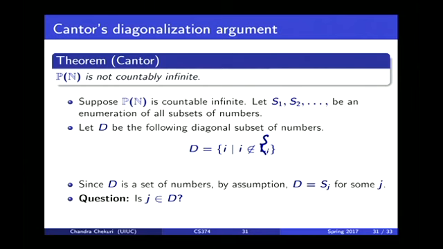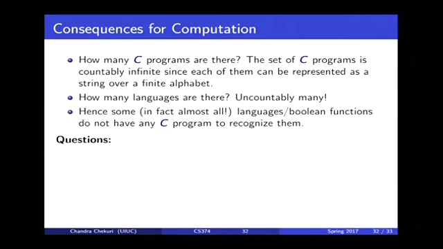So the point I want to make is that this is a review from 173: the number of sets of languages is way bigger than the number of languages. Okay. So what does it mean for us? Don't worry about the proof. If you don't get it now, you can think about it later. What it means for us is the following.